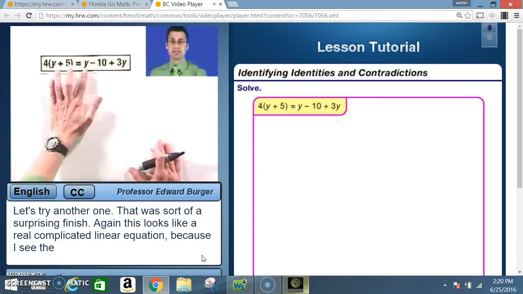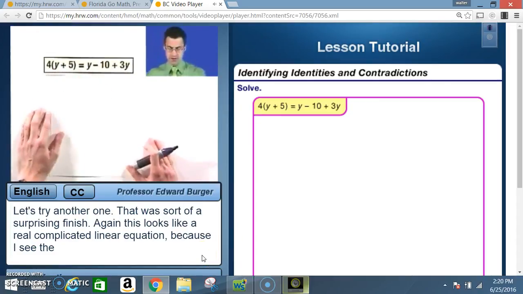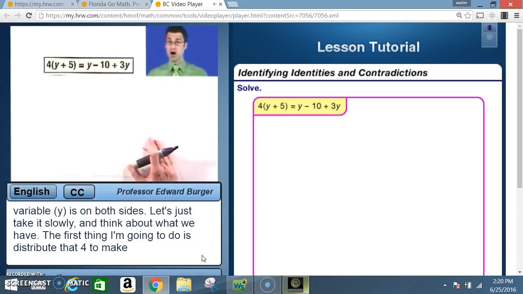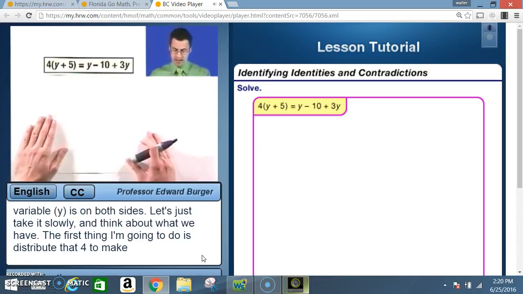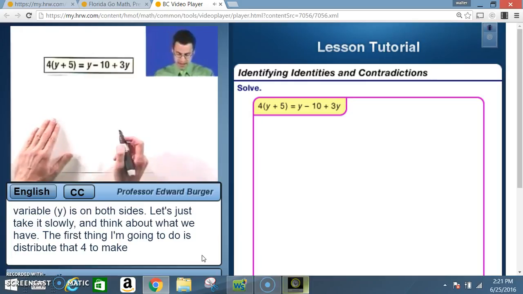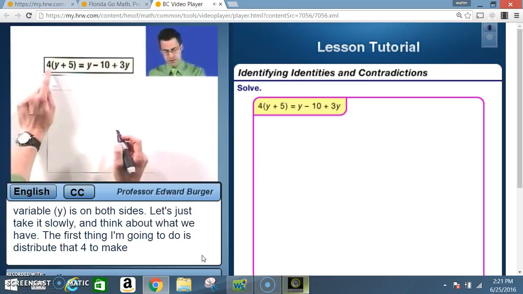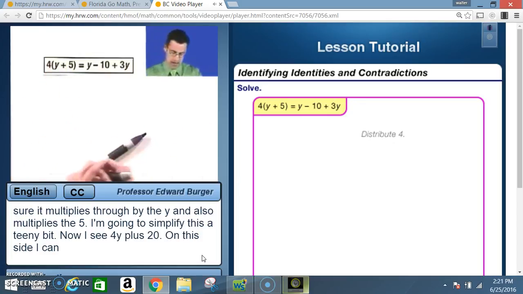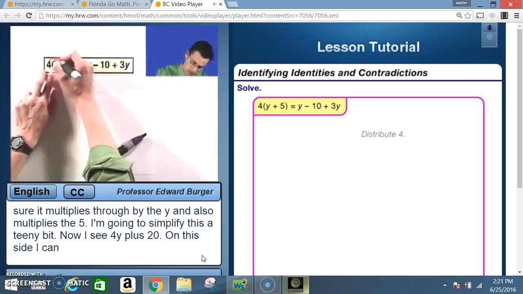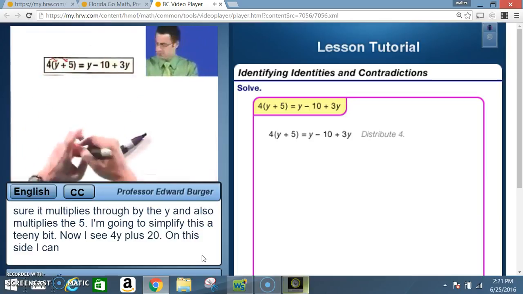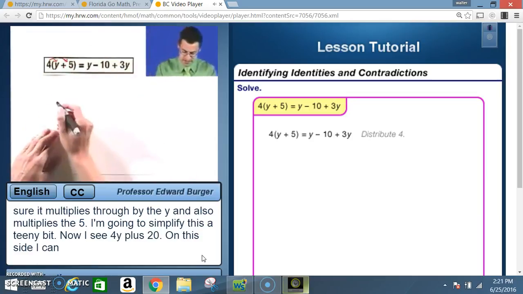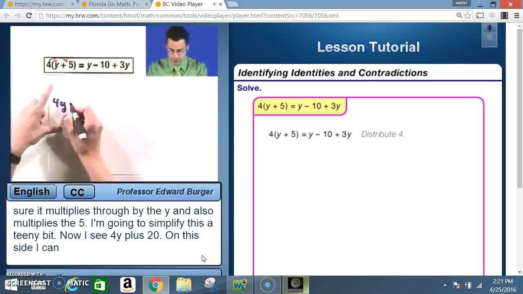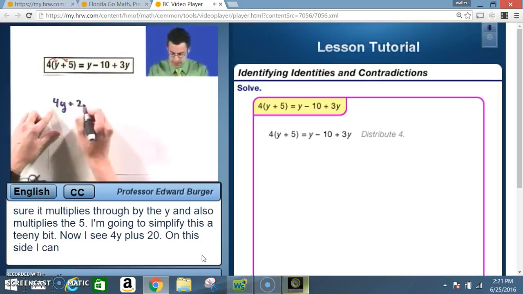Now here again, this looks like a really complicated linear equation because I see the variable, in this case y, is on both sides. But again, let's just take it slowly and think about what we have. The first thing I'm going to do is distribute that 4 to make sure that it multiplies through by the y and also multiplies the 5. So I'm going to simplify this a little bit, and I see now 4 times y is 4y, and then 4 times 5 is 20.